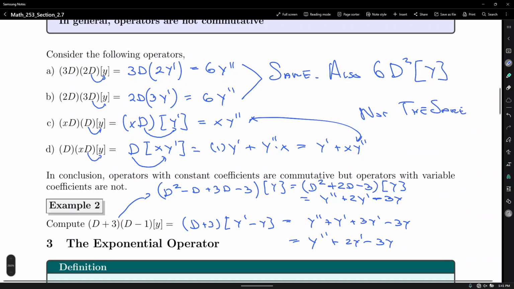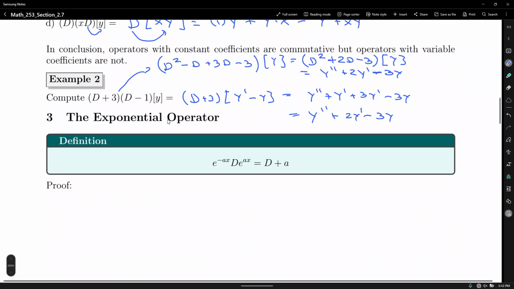All right, okay, guys. So now that we have an idea of how operators work, let's talk about a very special operator. One operator we call the exponential operator. And this tiny operator will be the magic touch to solve these humongous differential equations. You'll see. Well, the exponential operator tells us that e to the negative ax times d times e to the ax equals d plus a. How about that? Well, let me actually prove that result.